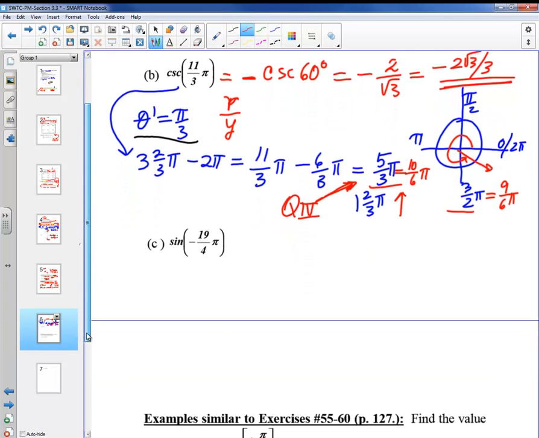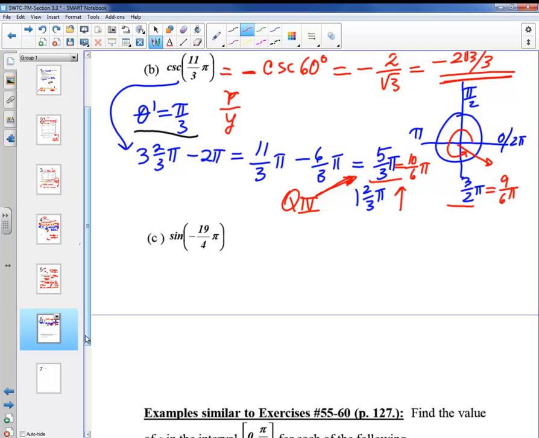Okay, one more like this, and you have sine of negative 19/4 pi. And right away you can tell that the reference angle is pi over 4, which by the way is 45 degrees. But I need to look at negative 19/4 pi and write it as a mixed number. So that's going to be negative 16, 4 goes into 16 4 times, and then I have 3/4 pi.